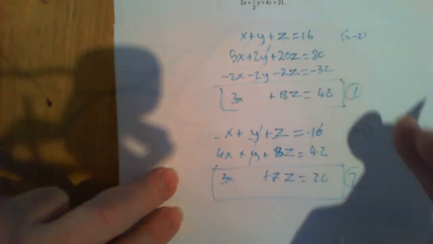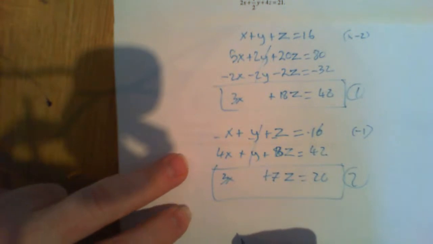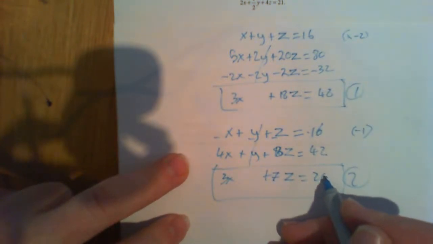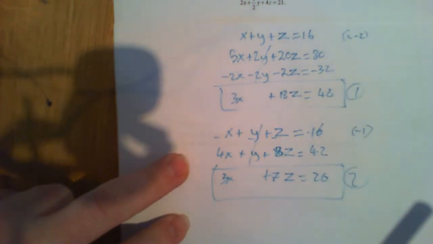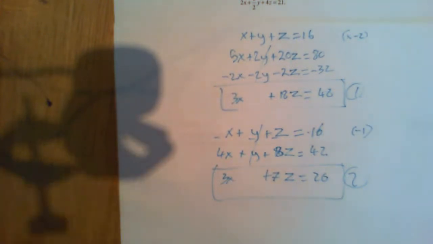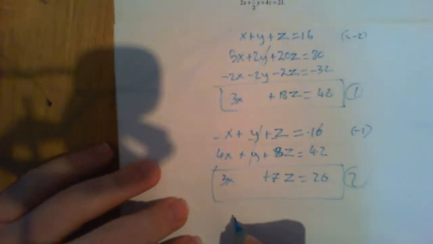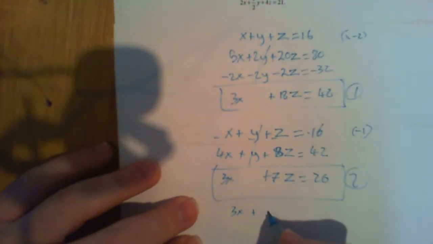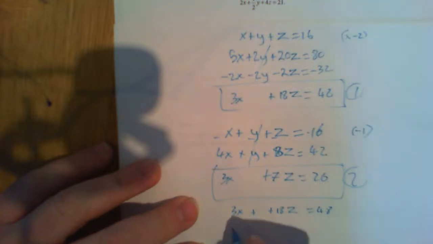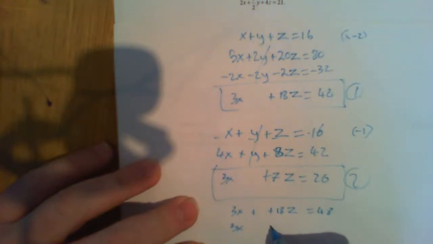So what do I do with equation number 1, number 2? I'll put them together and see what happens. Okay. So let me see. Put these together now and we'll see what happens. All right, so we have 3x plus 18z equal to 48, and we have 3x plus 7z equal to 26.